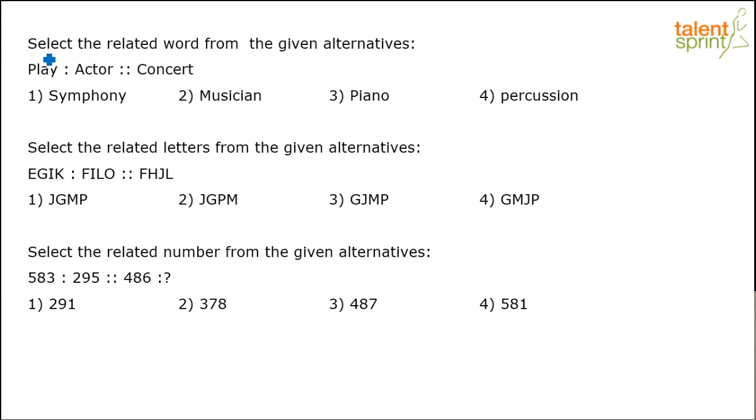Now look at this. The first question says, select the related word from the given alternatives. Now this is called analogy, right? We have been given one pair of words followed by another word and something that is missing there. Basically, if play is related to actor, then concert is related to what? Now, what's the best way to solve such questions? The easiest way to answer word analogy questions is to make a statement or a sentence using the first 2 words, and use the same statement for the second pair of words. It'll help you answer the questions easily. So try and do that.